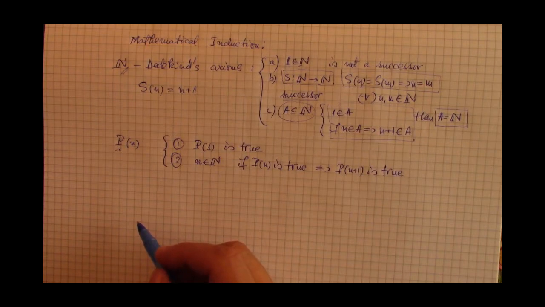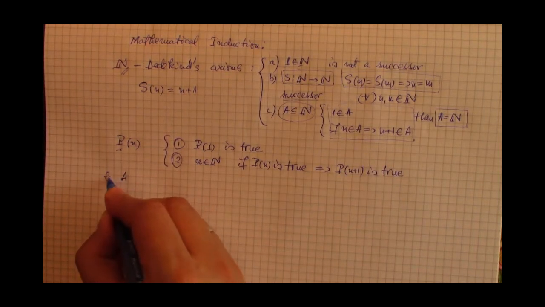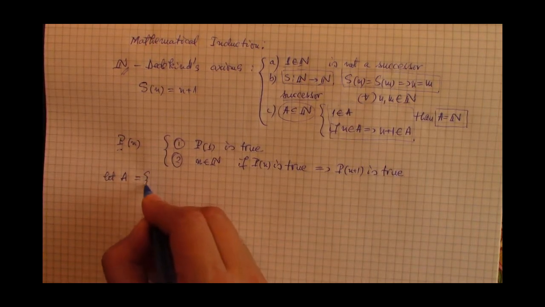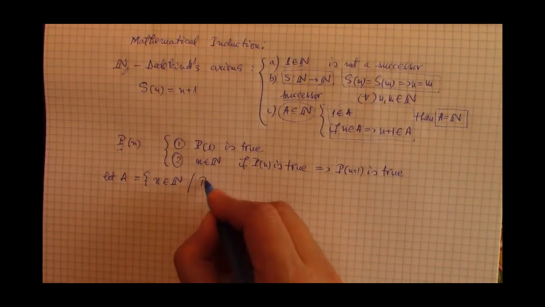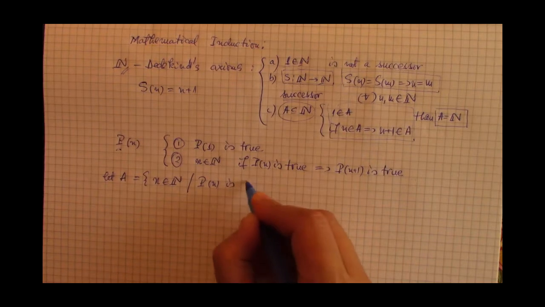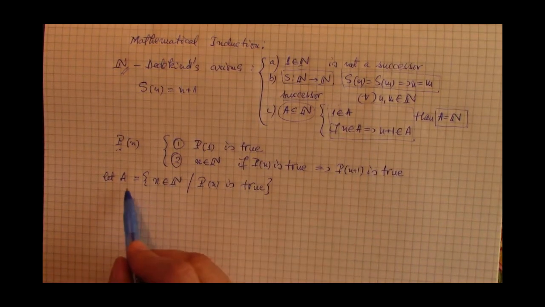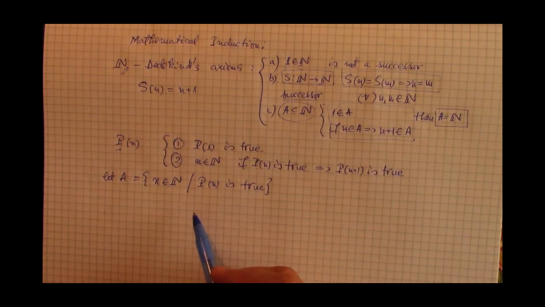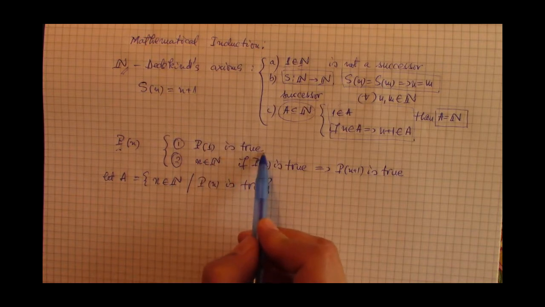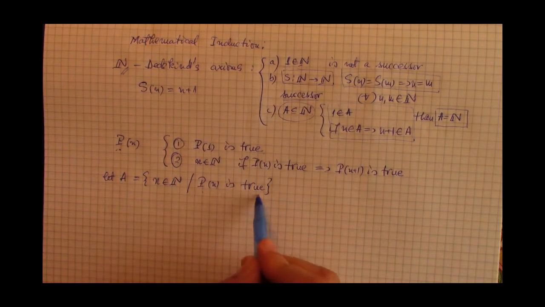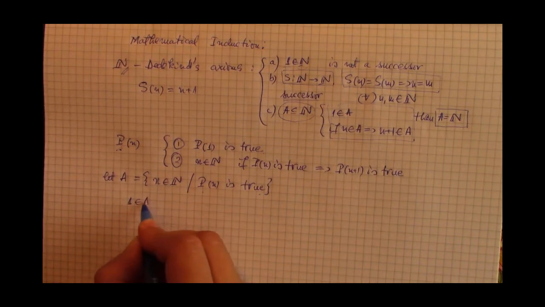Okay, and then let's look at the following set. Let A be the set of those natural numbers n with the property that P of n is true. Okay, what can we tell about A? For example, we assume that we just proved that P of 1 is true, right? So P of 1 is true, which means that 1 is in A. So 1 is an element of A.